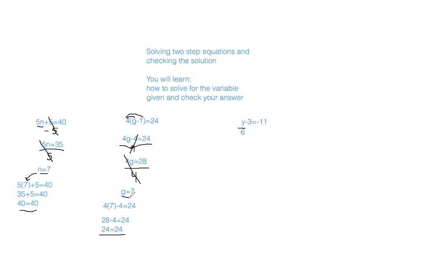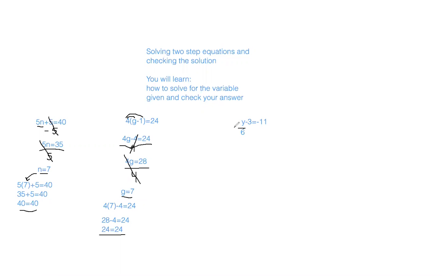Therefore, g does in fact equal 7. So now we can move on to the last and final equation. The last equation gives us y over 6 minus 3 equals negative 11. Now, what we have to do here in order to compute this equation, I know it looks a little bit confusing because we have y being divided by 6, but this should be no problem.